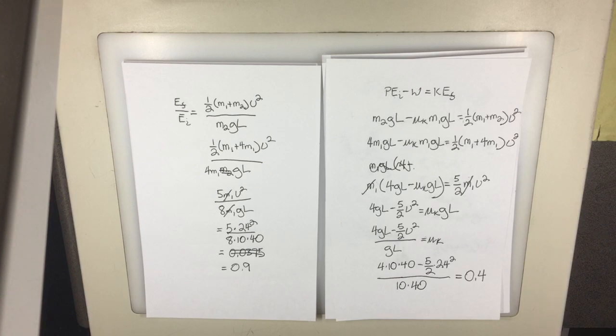Now, you know that if there is friction, E initial over E final will be a number greater than 0. If there is friction, E final over E initial will be less than 0. So if you get an E final over E initial which is greater than 0, you've got a problem. So that is problem 2.